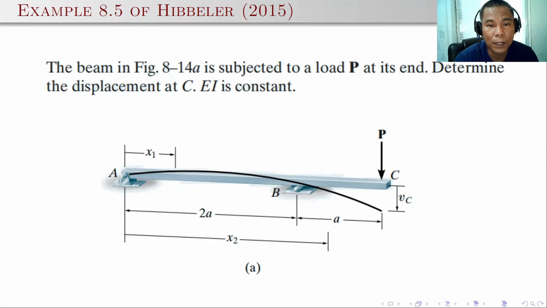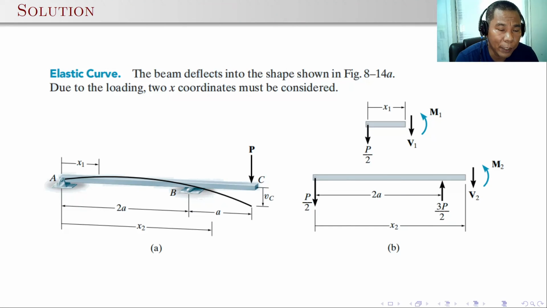Also, we have a beam that is subjected to a load P at its end. Determine the displacement at that end C, assuming EI is constant. So here we only have a concentrated load at point C, and the beam is assumed to deflect in this way, that is concave downward. Take note again that at support A there will be no deflection, and at support B.